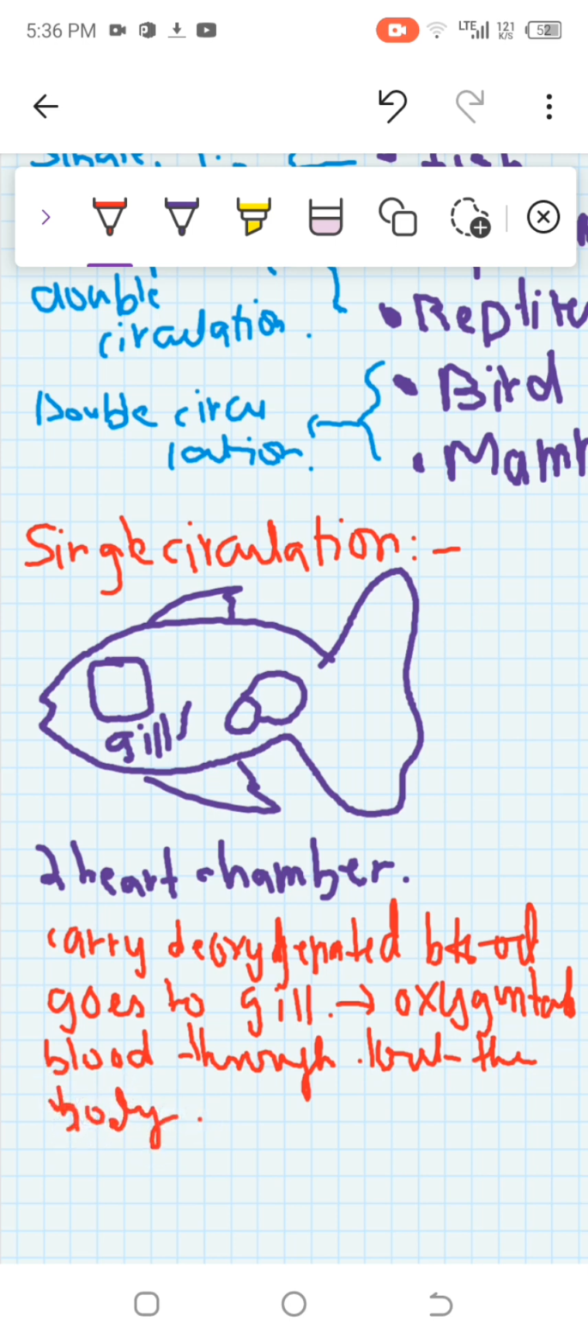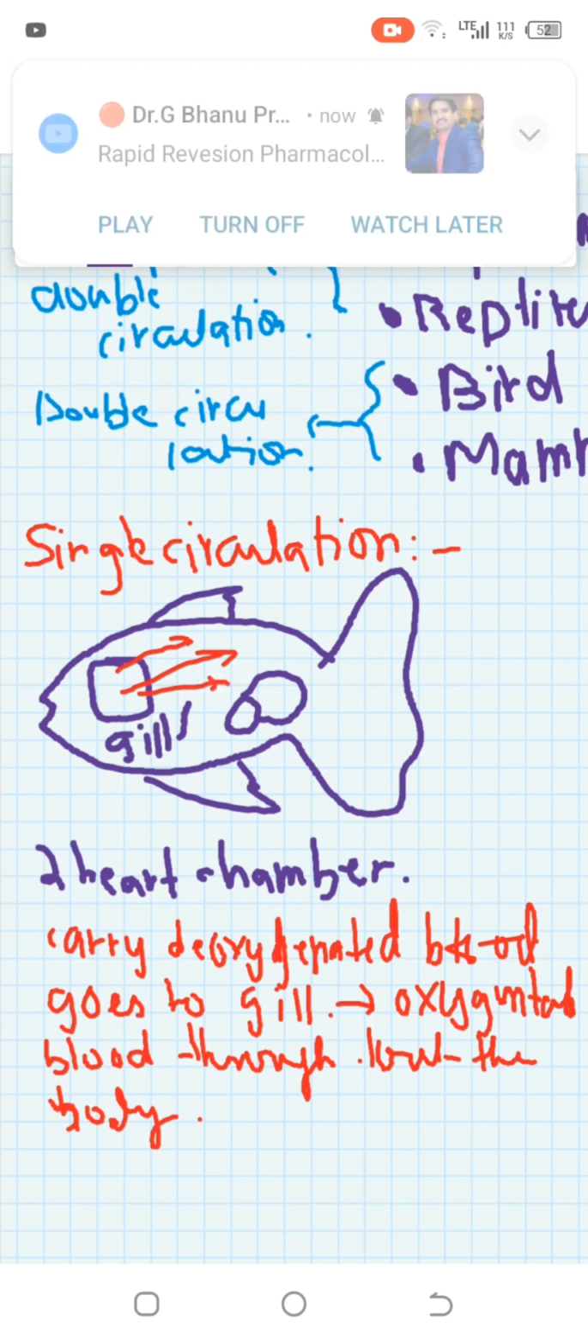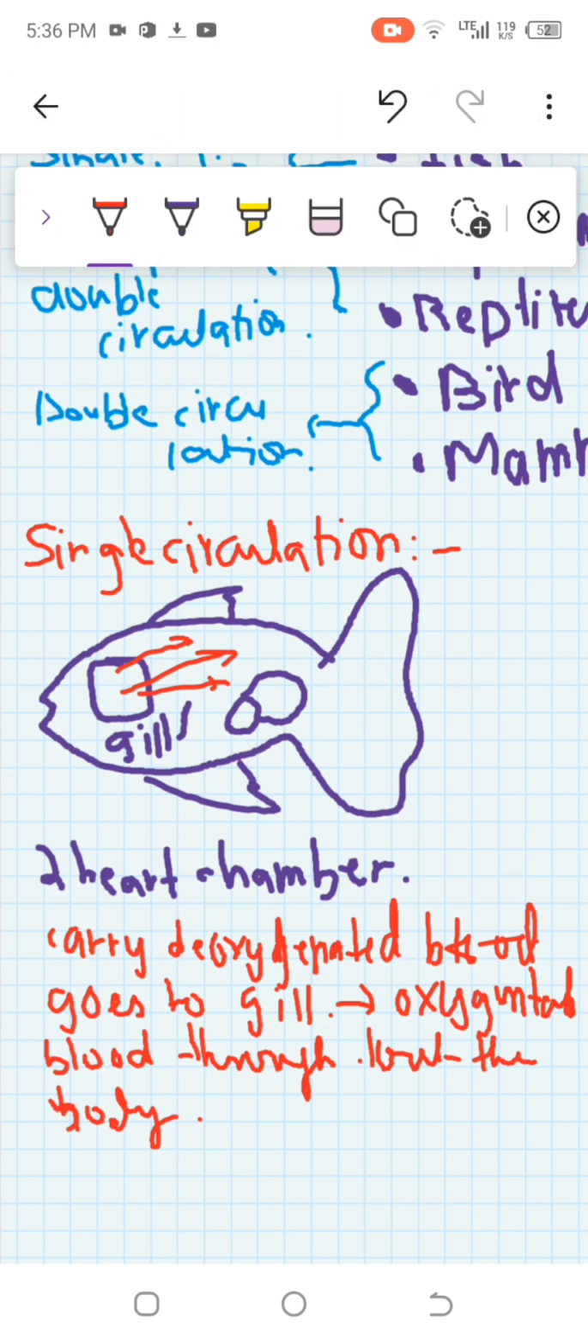This means we have only single circulation: from the heart to the gills, oxygenation takes place, and the gills give oxygen to the body parts. It does not move directly back to the heart, as in the human body where it moves to the atrium. As there are only two chambers, the deoxygenated blood comes from the heart to the gills, and the gills supply oxygenated blood throughout the body. This is single circulation.